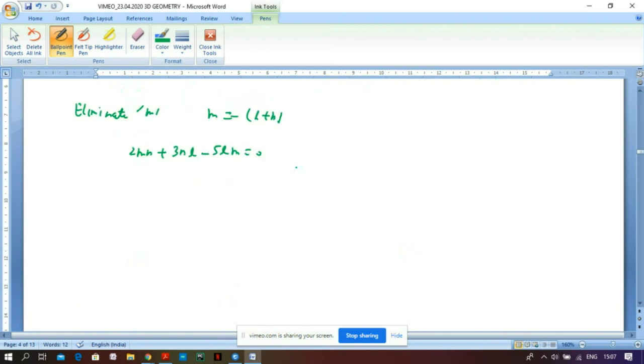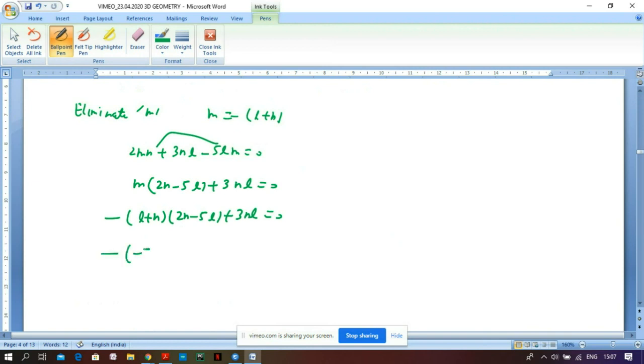And so this time I want to eliminate m. So let me club this m together. So I can club these two. I can write m times (2n minus 5l) plus 3nl is 0. So negative of (l plus n) times (2n minus 5l) plus 3nl is 0. That is negative of, and this is minus 5l squared minus 5ln and 2ln. So I can get minus 3ln and then plus 2n squared plus 3nl equals 0.